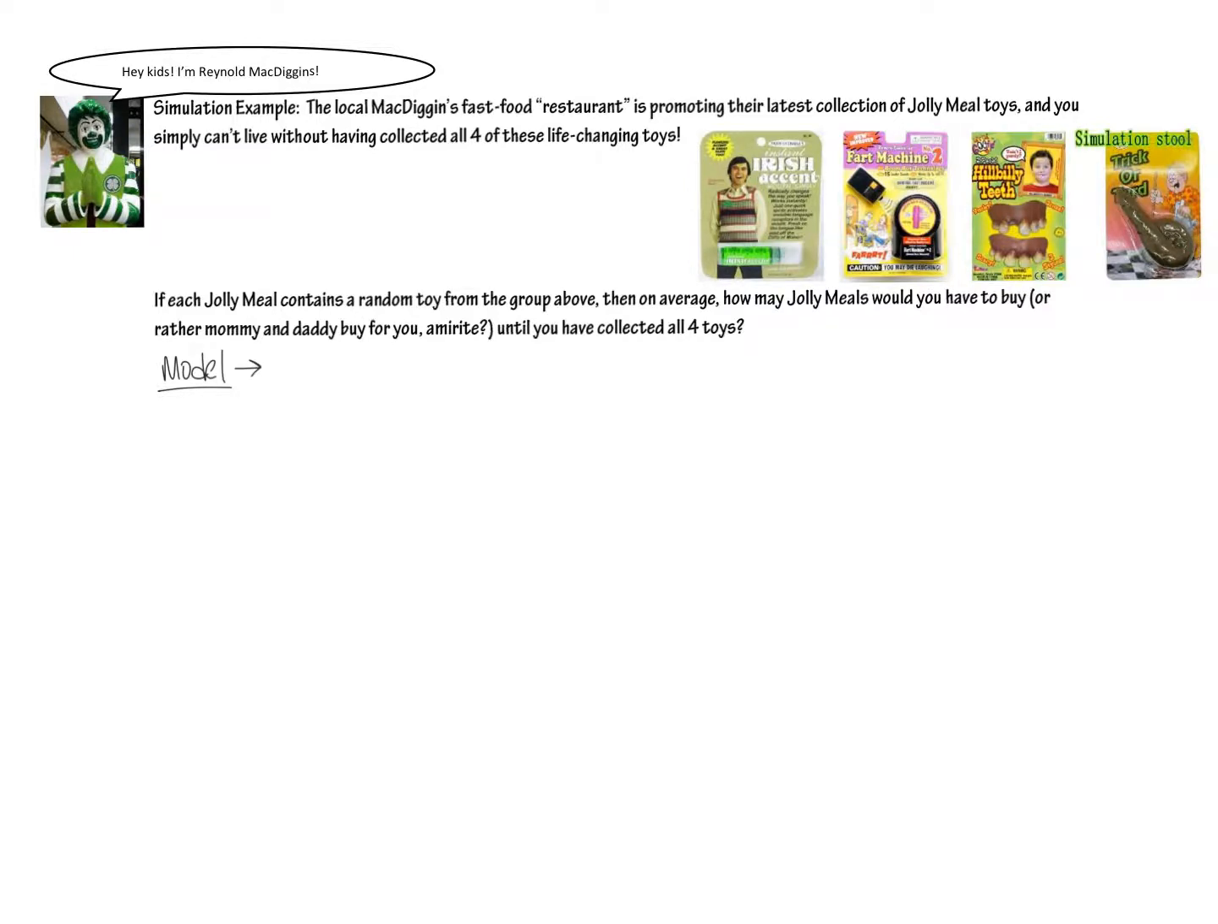My suggestion here would be to number these meals. This one is 1, this one is 2, this one is 3, and this one is 4. And what I'm going to do is I'm going to generate random numbers 1 through 4. Repeats are allowed because obviously if you go to this McDiggins fast food restaurant and you purchase a Jolly Meal and you get the Irish accent for the second time, that's likely to happen. So we want to know how many times do we get repeats and stuff like that. So we don't want to ignore repeats.